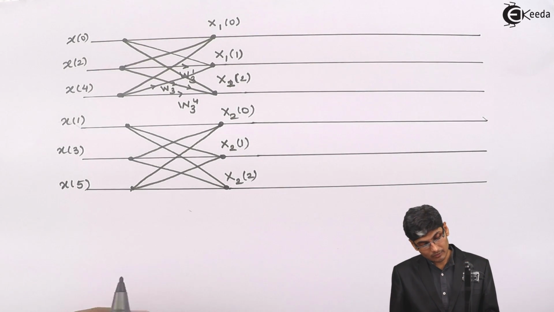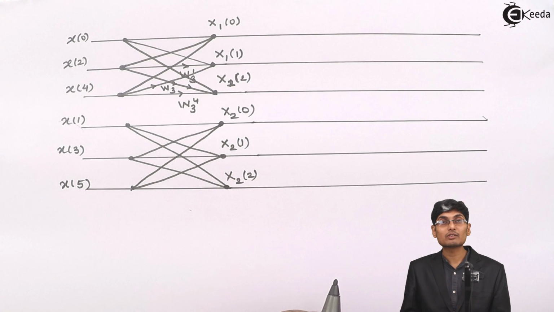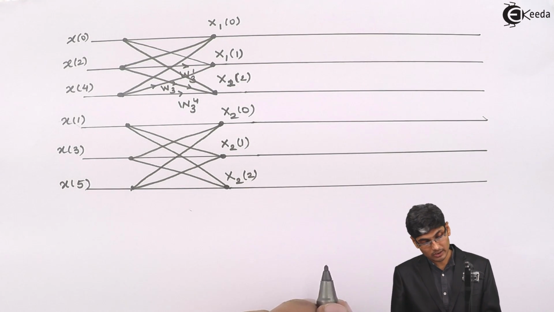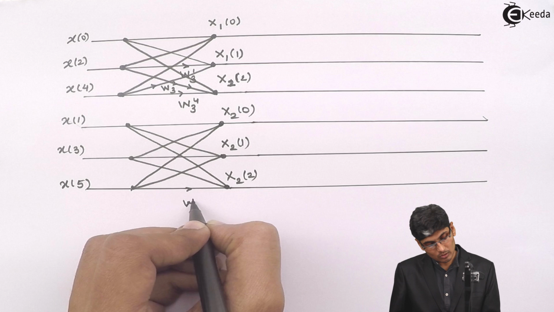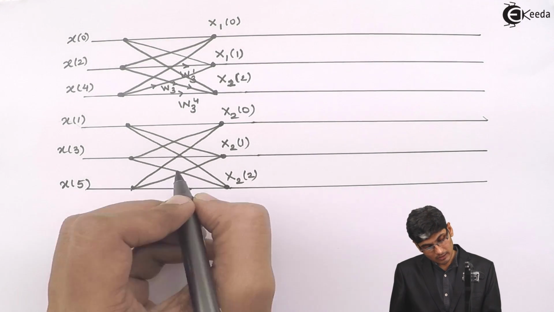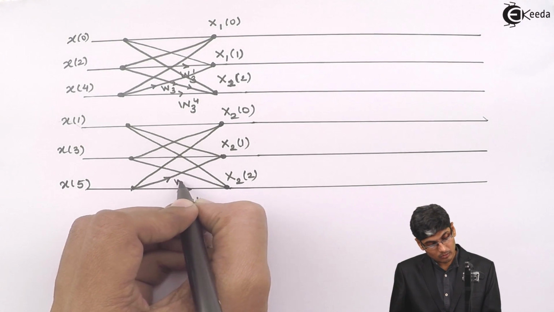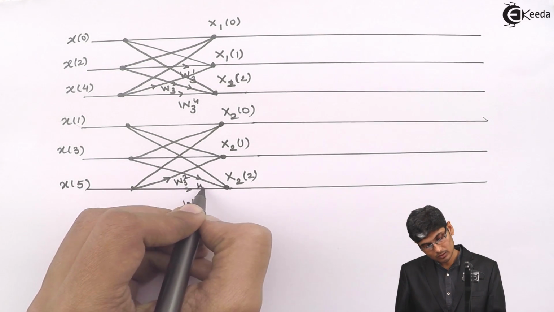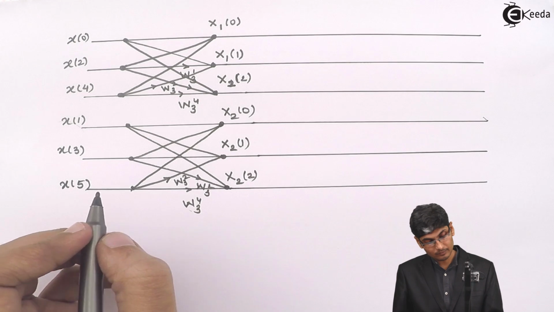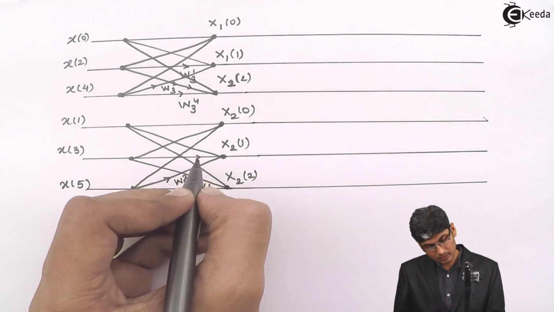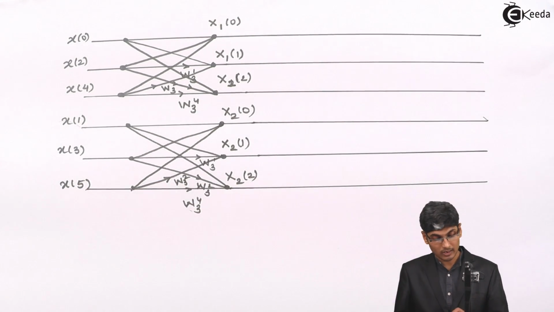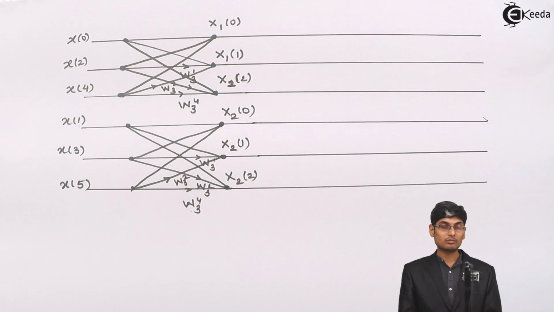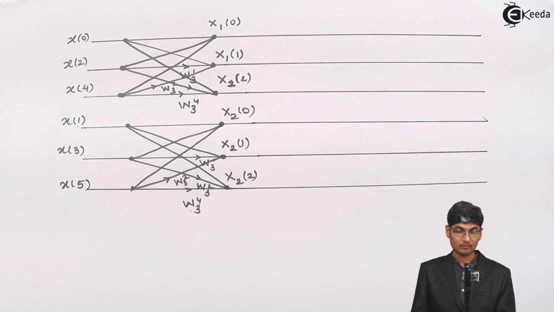Okay, similarly here it will be w3 raised to 1, w3 raised to 2, and w3 raised to 4. So this will be w3 raised to 4, this will be w3 raised to 2, then this will be w3 raised to 2, and this will be w3 raised to 1, likewise. Okay, so this is my stage 1.